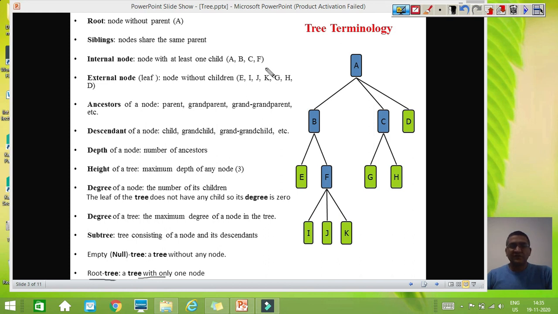Now let us see how these terms can be used when we talk more about the tree.